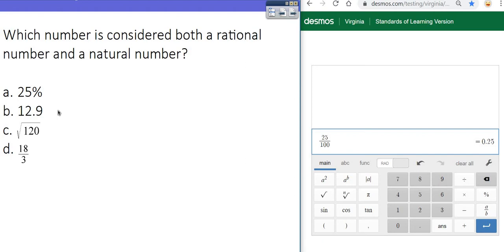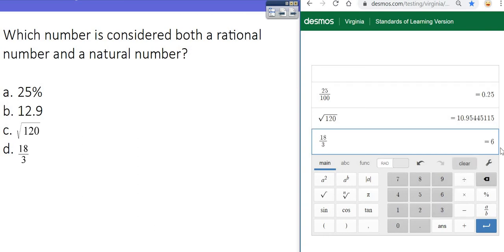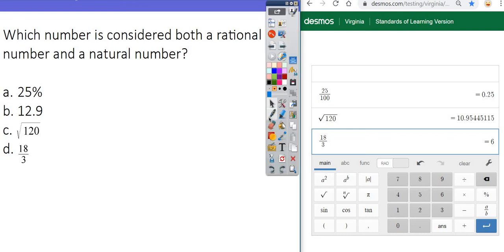12.9 is also a decimal. You can't have 12.9 hairs, so that can't be natural. Then we could go ahead and put in our calculator the square root of 120, but that is a crazy decimal, so that's certainly not it. So let's go ahead and put in 18 divided by 3, and that gives us 6, which is a beautiful natural number, 6 hairs, and of course it's also rational. So your answer on this one is definitely D. Let me make sure I have a pen to write with, and I'll circle it for you. So your answer there is definitely D.